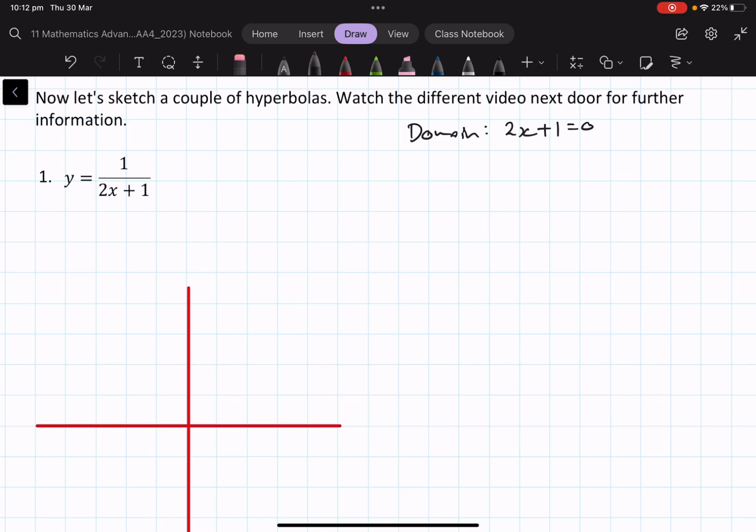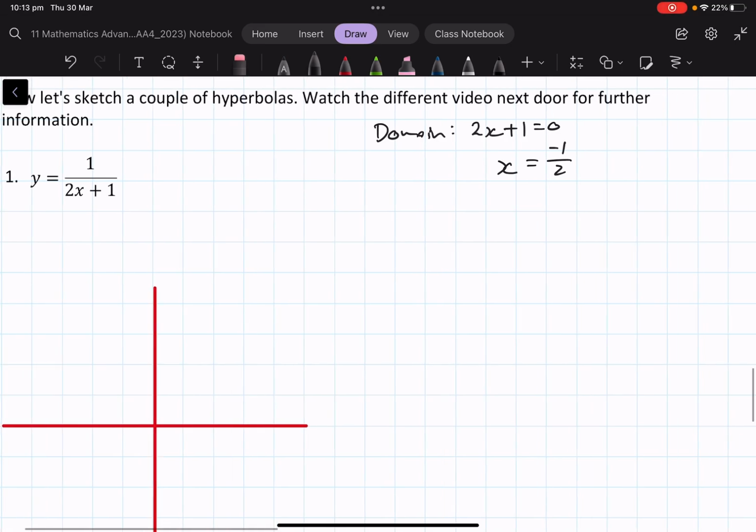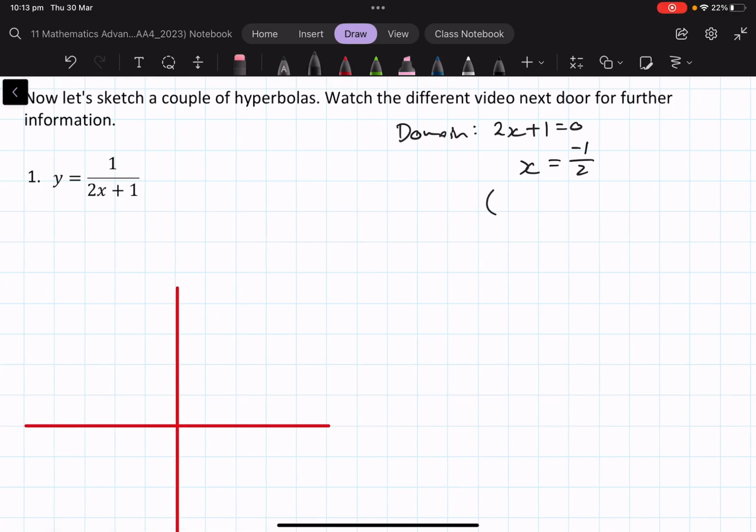So what would be the value of x for that? Hopefully you can see fairly clearly that x is equal to negative a half. So x equals negative a half is a value that I cannot have. So my domain, using interval notation, would be negative infinity to negative a half, union with negative a half to positive infinity, all the way up. I can have 0. If I put x equals 0 in, then it'd be 2 times 0 plus 1, and I would have 1 in the bottom.